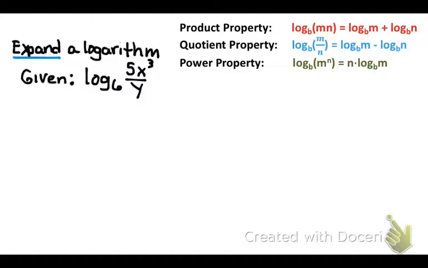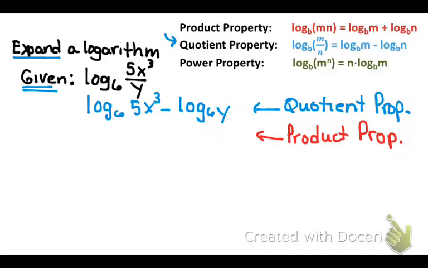So we're given log base 6 and we have this fraction. So we're going to start off with our quotient property. And I want to point out we're not calculating, since we're not given values to sub in. We're just using our properties to break it down into components. So first of all, we're going to use the quotient property. Then we're going to end up using our product property. And then finally, we should be able to use our power property.